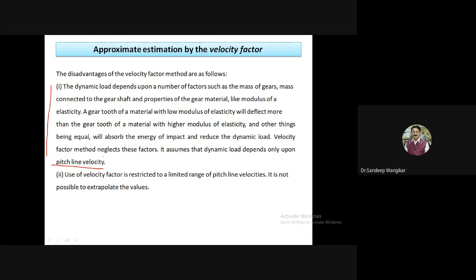Second, use of the velocity factor is restricted to a limited range of pitch velocity. It is not possible to extrapolate the values, so this method is used for limited ranges. Once again, when you do not have any data in hand, approximate estimation is used. Further, you can go for precise calculation also.